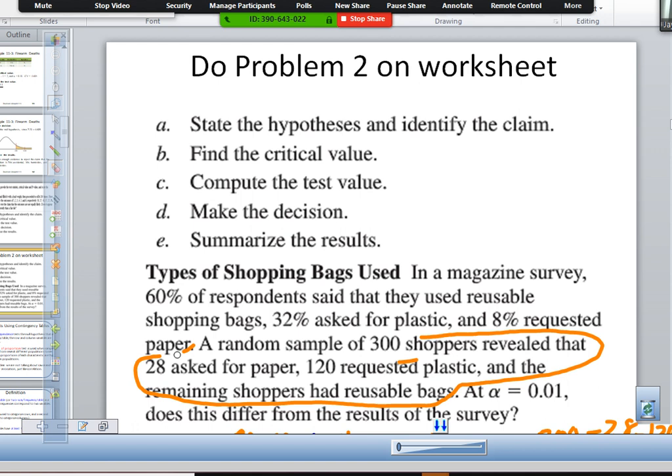Okay, so you guys should have found the 3 categories and written them down. You should have reusable, plastic, and paper. That's what I've got. Reusable, plastic, paper. Write those in. And then put in your observed. We have a random sample, and the observed, again, are always what you're given. Here they are. So write those in.